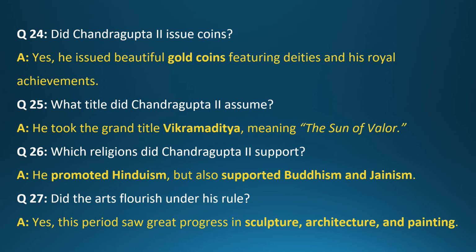Question 25. What title did Chandragupta II assume? Answer. He took the grand title Vikramaditya, meaning the son of Vela. Question 26. Which religions did Chandragupta II support? Answer. He promoted Hinduism, but also supported Buddhism and Jainism.